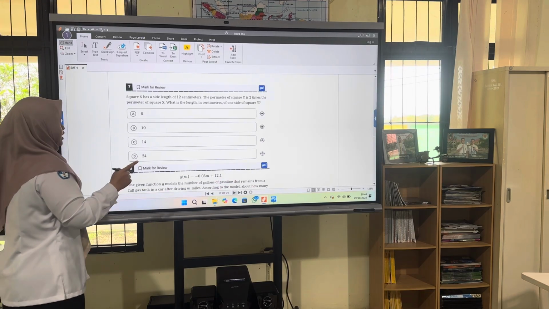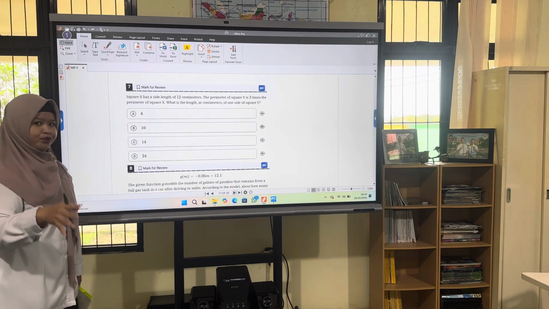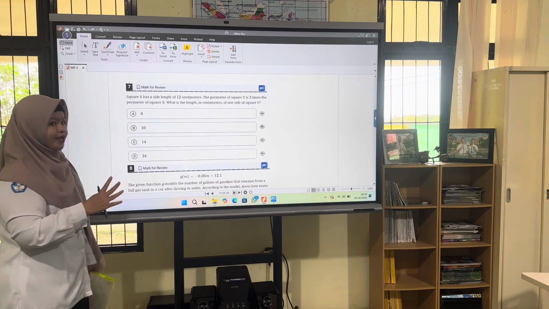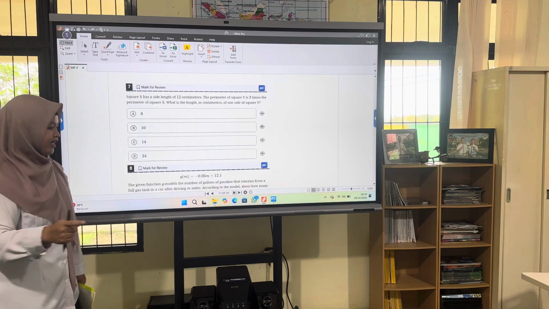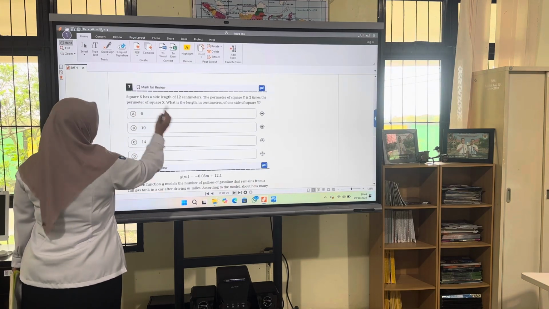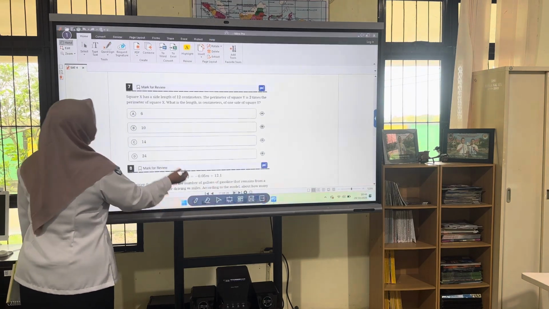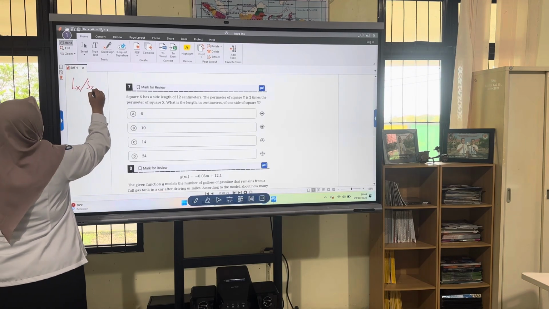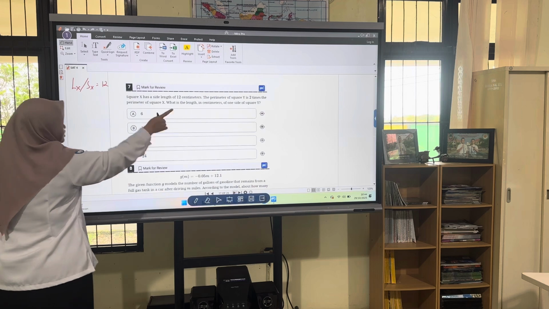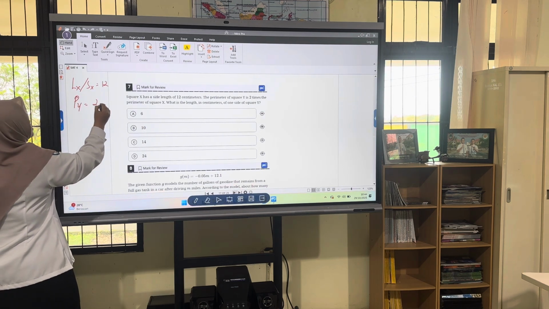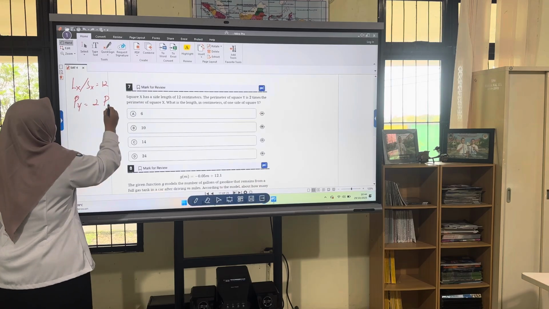For the next number, if you try to calculate this one by one, it doesn't matter. But there is a hint. What is the hint actually? You have the information that the side length of x is equal to 12 centimeters, and the perimeter of y is equal to 2 times the perimeter of x.